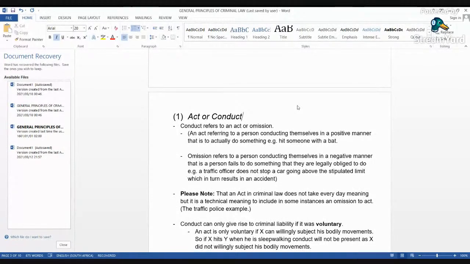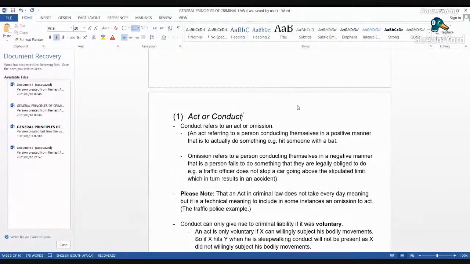An example is that of a traffic officer who sees a car speeding by, does not stop the car, but the car eventually crashes into another. That is an omission. He did not stop that car when he saw that it was speeding. So conduct is an act or an omission, right? An act is positive, an omission negative.